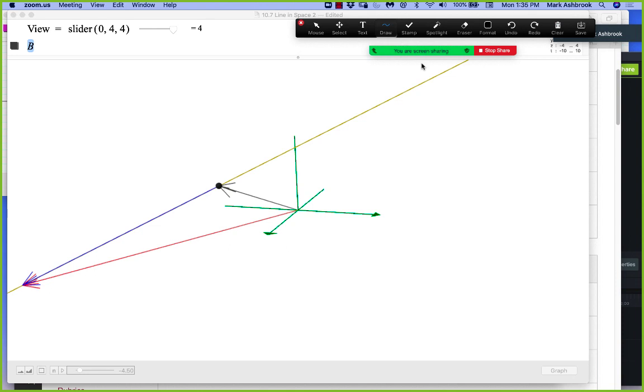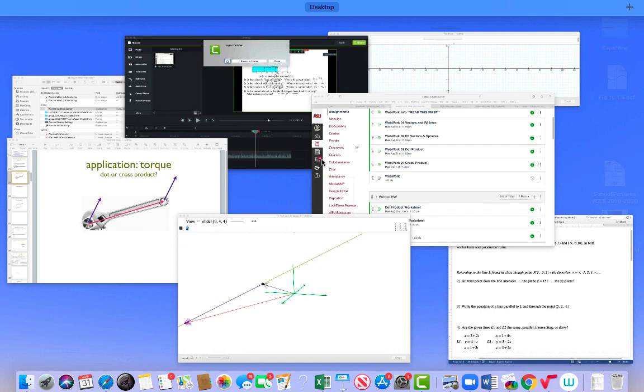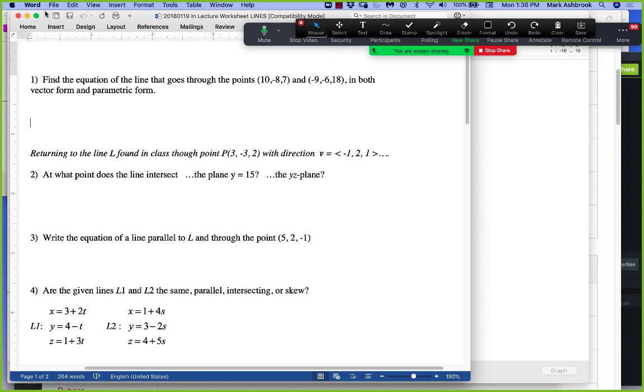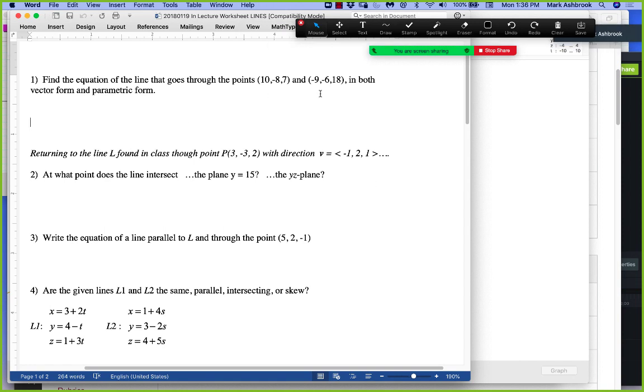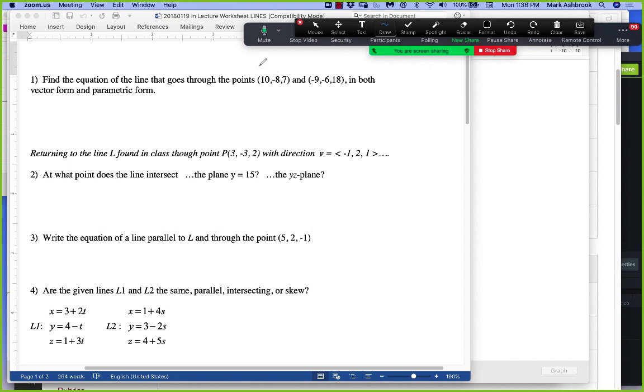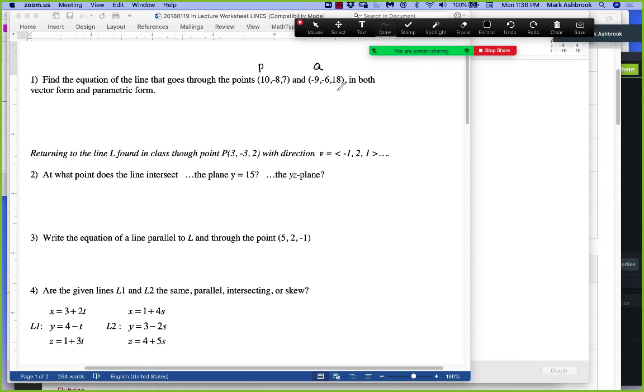All right, so let's look at this. What do we got? 4 minutes. Okay, so find the equation of a line through these 2 points. Can you see this Word doc that I have up here now? Yes. So let's call these P and Q. I want to write the equation of a line that goes through these 2 points.